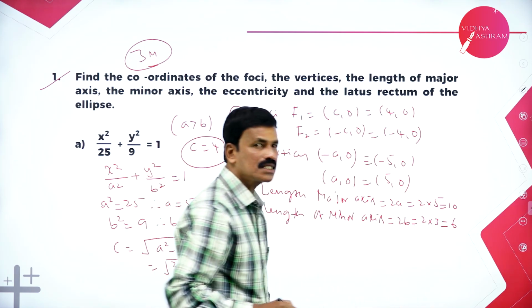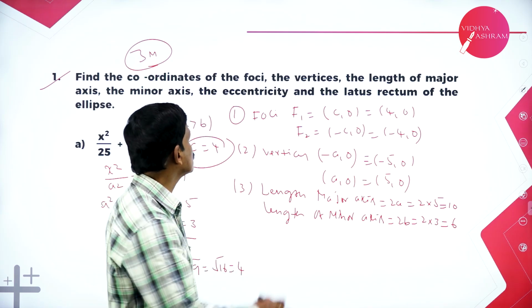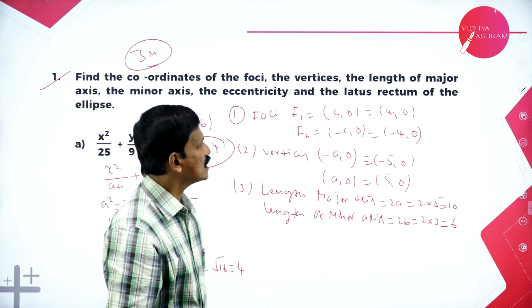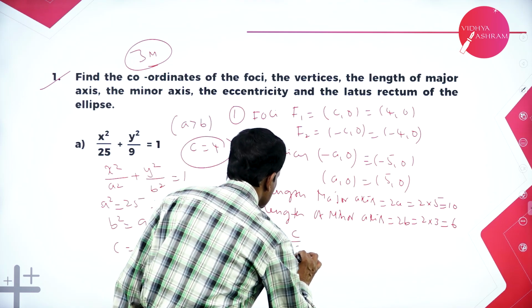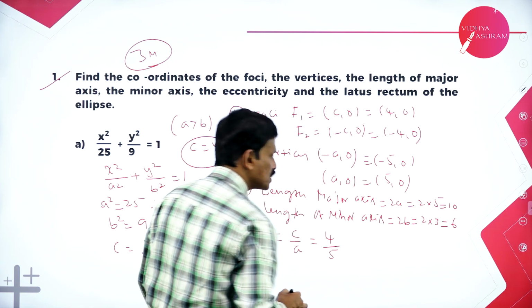So major axis is 10, minor axis is equal to 6. Length of major axis and length of minor axis. Then the eccentricity and the latus rectum. The eccentricity is given by e is equal to c by a. What is c? c is 4, divided by a, so which is less than 1.